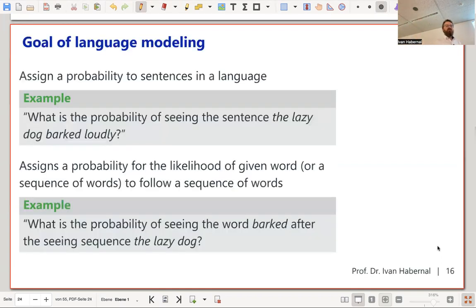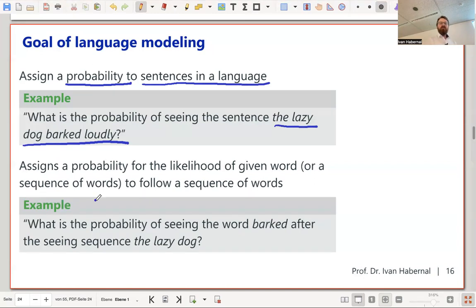So the goal of language modeling is basically to assign probability to sentences in a language. The example would be: I have a language, which is maybe English here, and I have an English language model. I want to ask it, what is the probability of seeing the sentence, the lazy dog bark loudly? And my language model should give me a probability of this sentence.